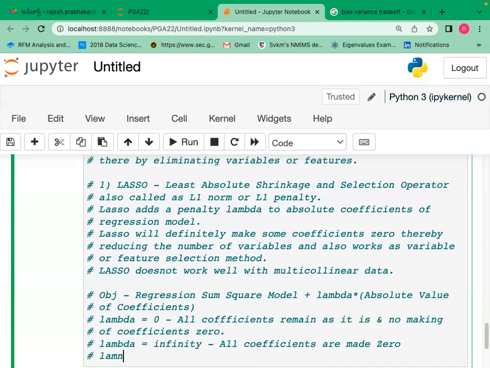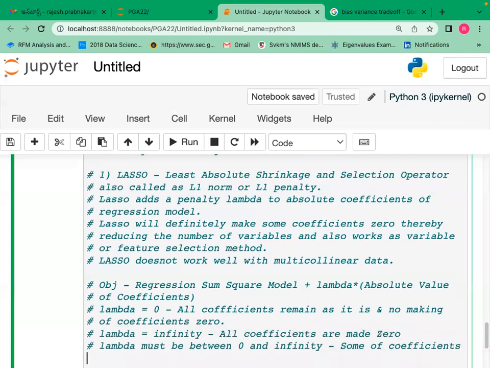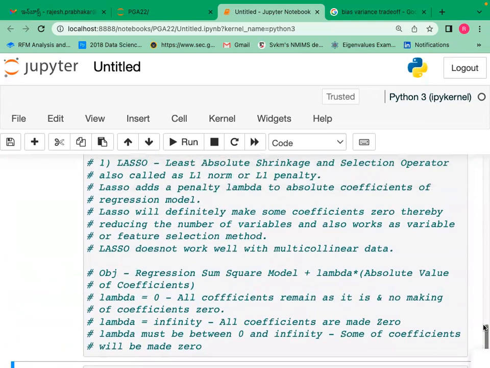So the lambda value must be between zero and infinity. Then some of the coefficients will be made zero. So this is the important thing you need to get. The lambda value should not be zero. The lambda value should not be infinity. It has to be a value between zero and infinity.